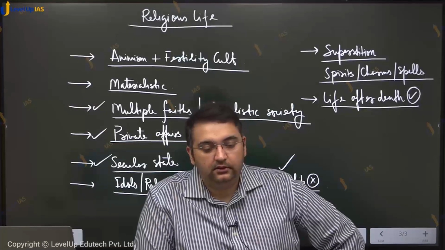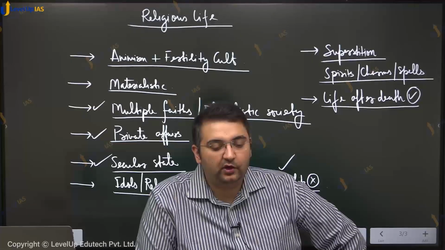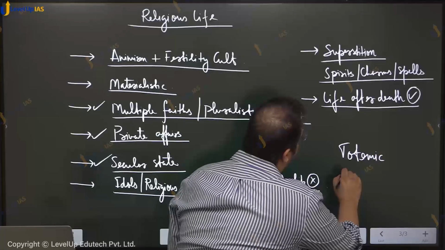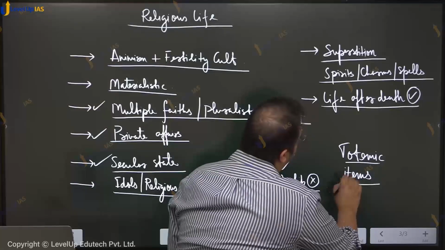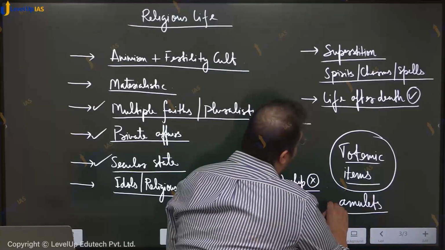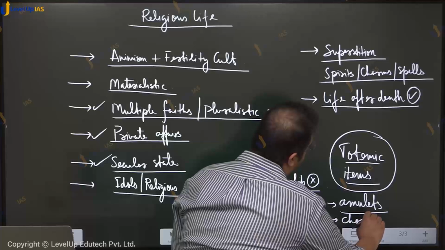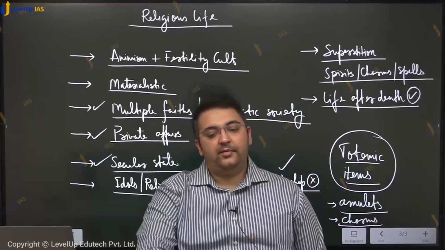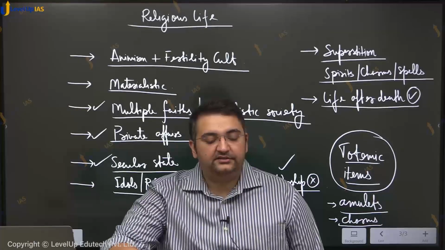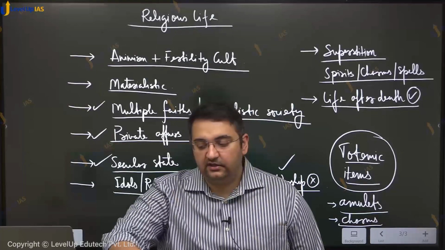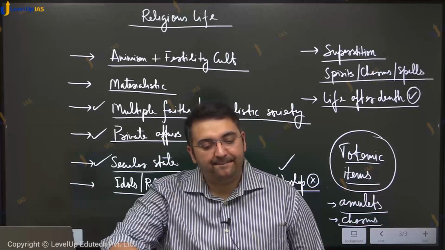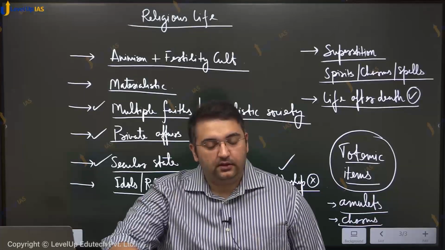Subpoint. The discovery of totemic items such as amulets and charms worn by the Harappan people have been discovered from their graves. And write last.